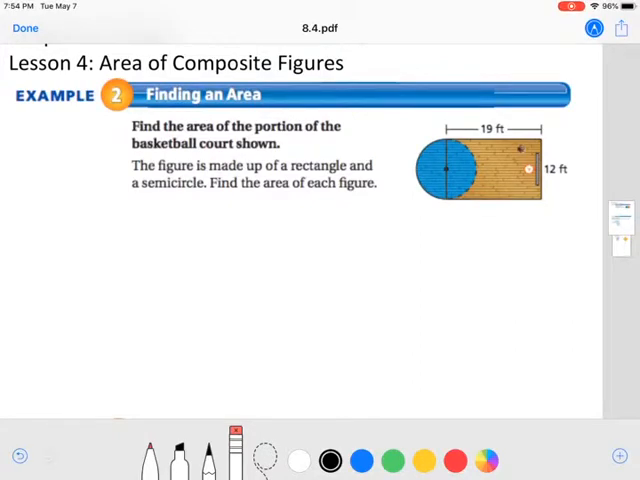Okay guys, today we're going to be talking about area of composite figures. Yesterday we talked about perimeter, which remember is what is on the outside of a shape. And today we're going to be talking about area, which is what is on the inside.